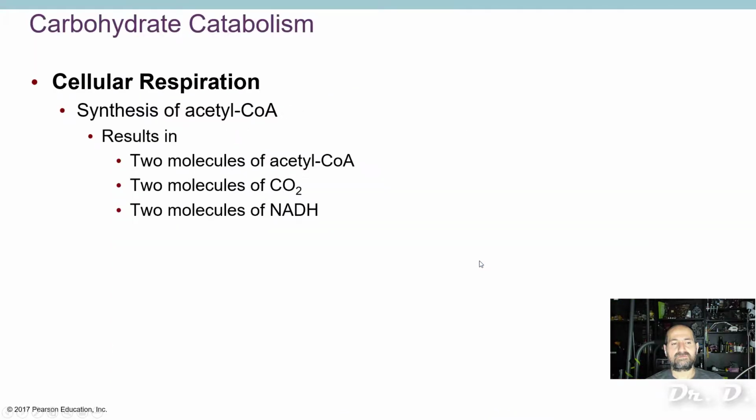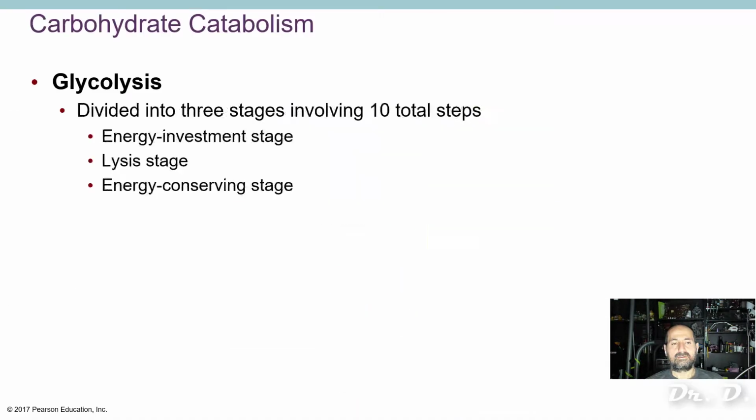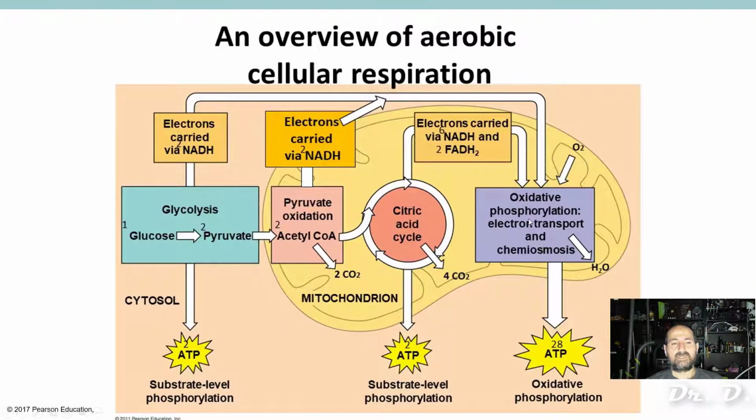Let's go back to this overview slide here. Let me show you this slide. So what I was just telling you is the electron transport chain shuts down, which means oxidative phosphorylation shuts down. Not only that, the citric acid cycle, aka the Krebs cycle, shuts down. Not only that, pyruvate oxidation shuts down. Okay, the only thing that does not shut down during fermentation is glycolysis.